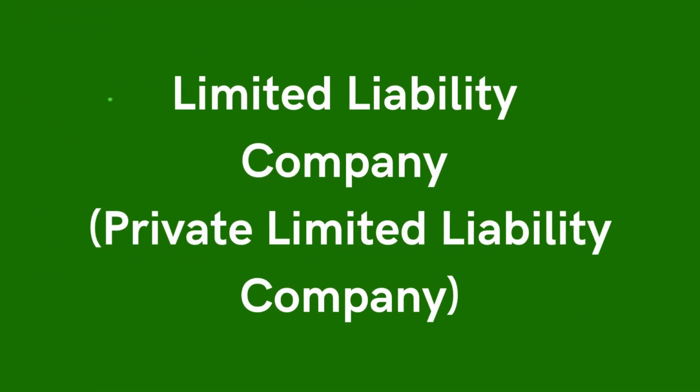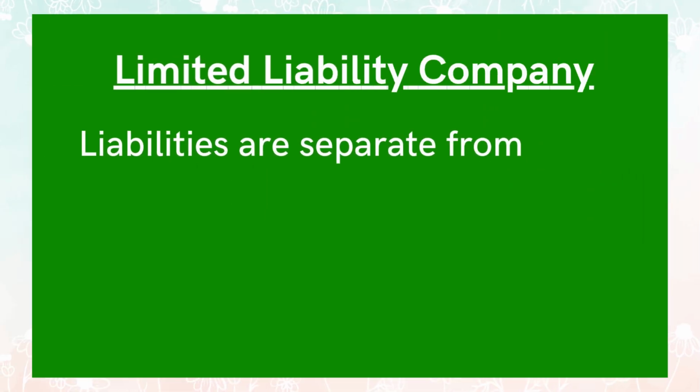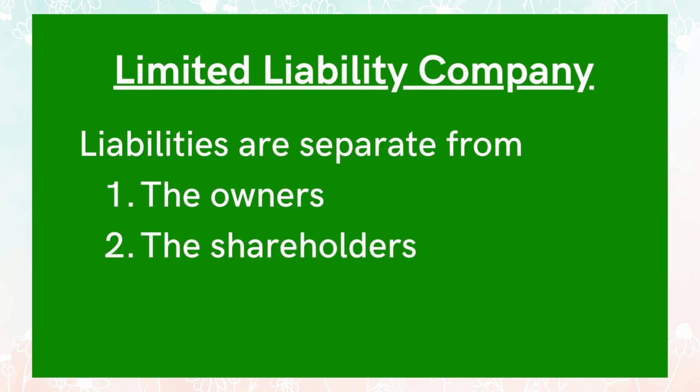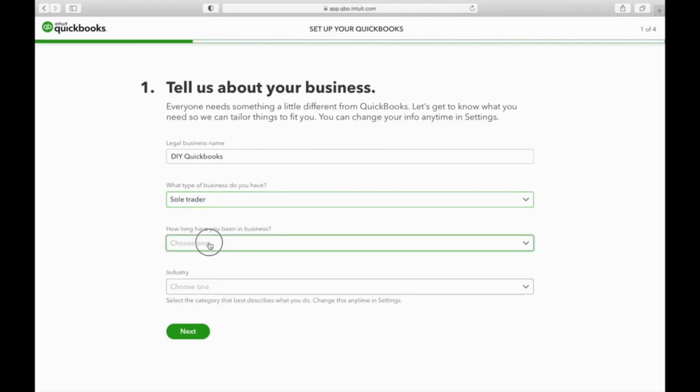A limited liability company, also referred to as a private limited liability company, is a company set up such that the company's liability is separate from its owners, shareholders, and people who run it. That is, the shareholders of the company are only liable to the debts of the company to the extent of their shareholding. In simple terms, if the business owes someone, the personal assets of the owners cannot be used to settle the debt. Most registered companies in Nigeria are registered as limited liability companies and have the word limited attached to their names. After selecting the type of company, select the number of years you have run the business for and the industry in which you operate.